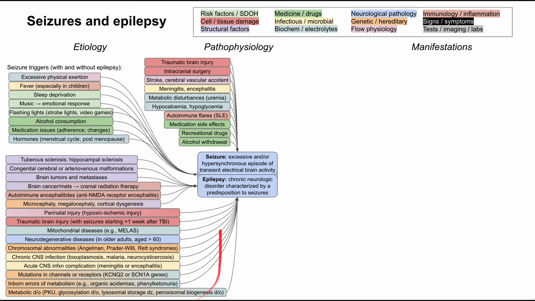They'll be very confused. Other types of generalized seizures include the atonic seizure. This is also known as a drop attack.